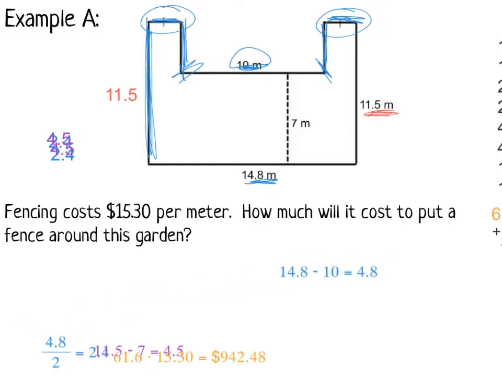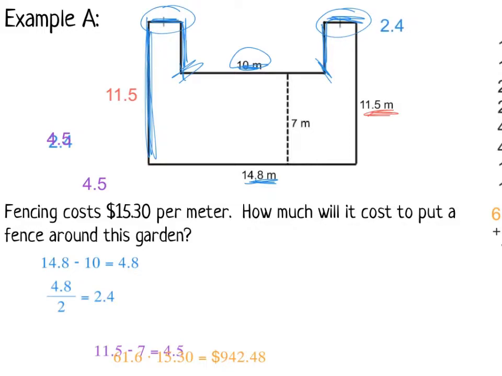I'm going to take 14.8 minus 10, and that's going to leave me with 4.8. But I'm not just finding one missing side, I'm finding two missing sides. So I'm going to have to divide that 4.8 by 2. When I do that, I get 2.4. So I know that each of those sides is 2.4 meters. All right, so I figured out the two top sections are 2.4.